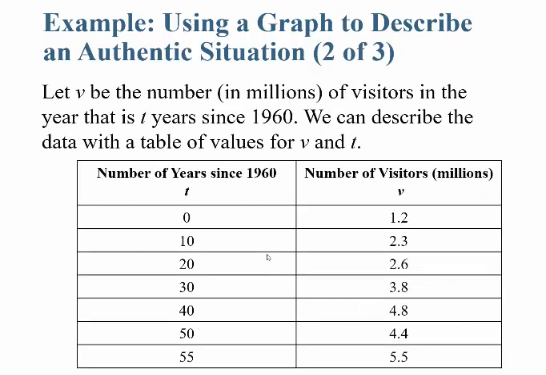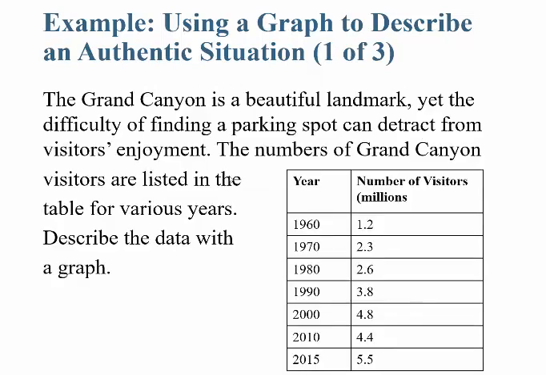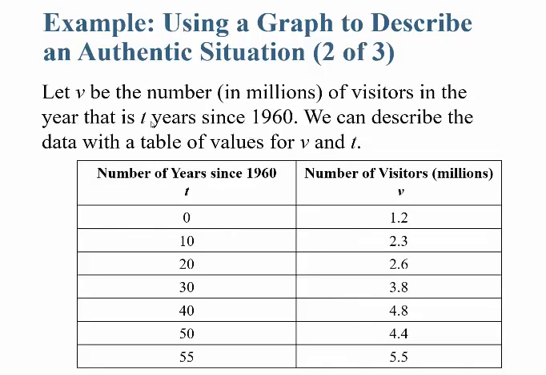So I have this nice, neat table here. This is common in modeling when you're given a year. Instead of writing all these big numbers, 1960, 1970, we define it as T years since some starting value. It doesn't always have to be the first year that you're given data. We'll see in later examples that's not always the case, but this is very, very common.